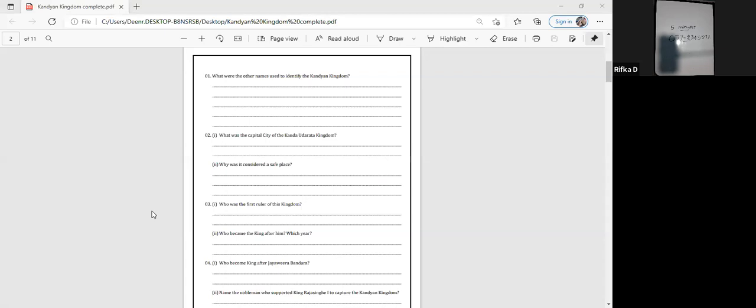What were the other names used to identify the Kandyan kingdom? You have many names. You can write Senkadagala Nuvara, Udarata Rajadaniya, Kande Nuvara, Kanda Udapasrata. Then what was the capital city of the Kanda Udarata kingdom?